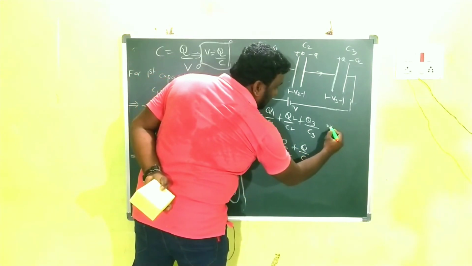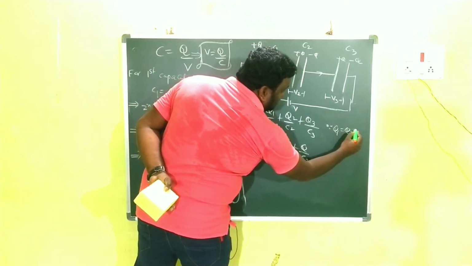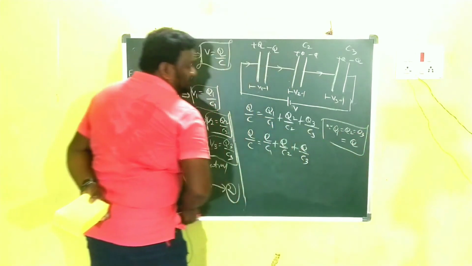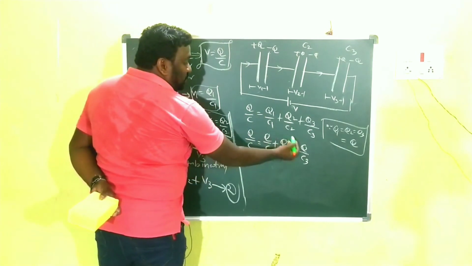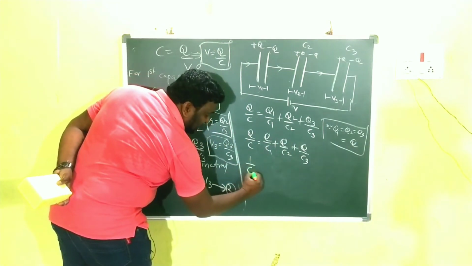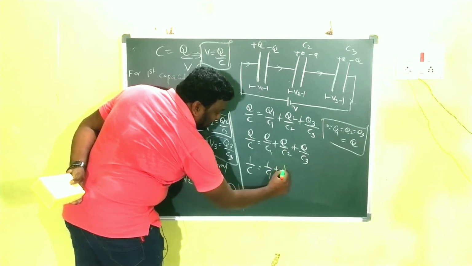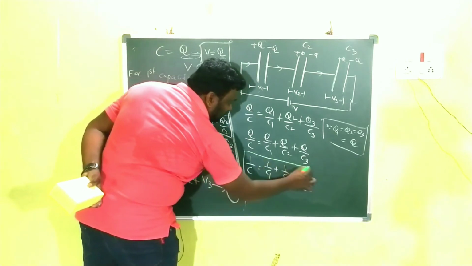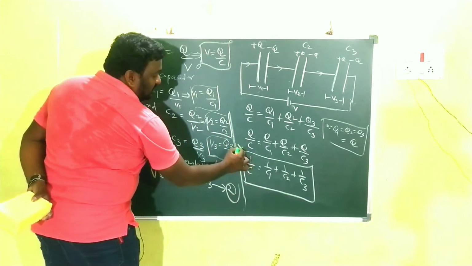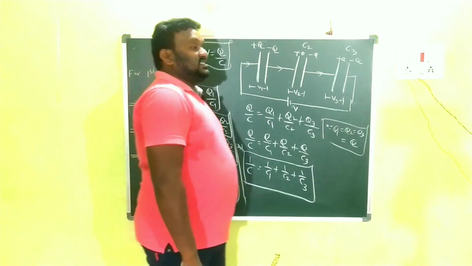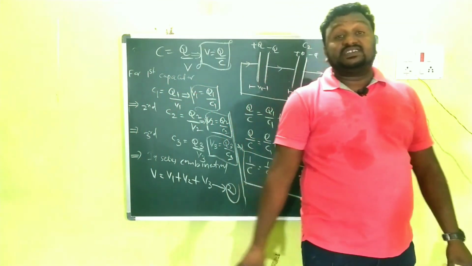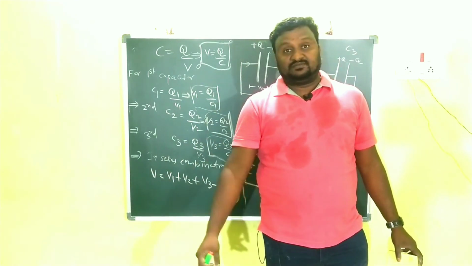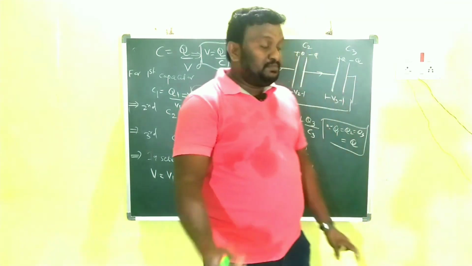Children, how are we writing? In series combination, Q1 is equal to Q2 is equal to Q3 is equal to Q. That is the condition here. Then Q cancels. Then what do you get? 1 by C is equal to 1 by C1 plus 1 by C2 plus 1 by C3. So this is the expression for equivalent capacitance, or resultant capacitance, of the series combination of capacitors.